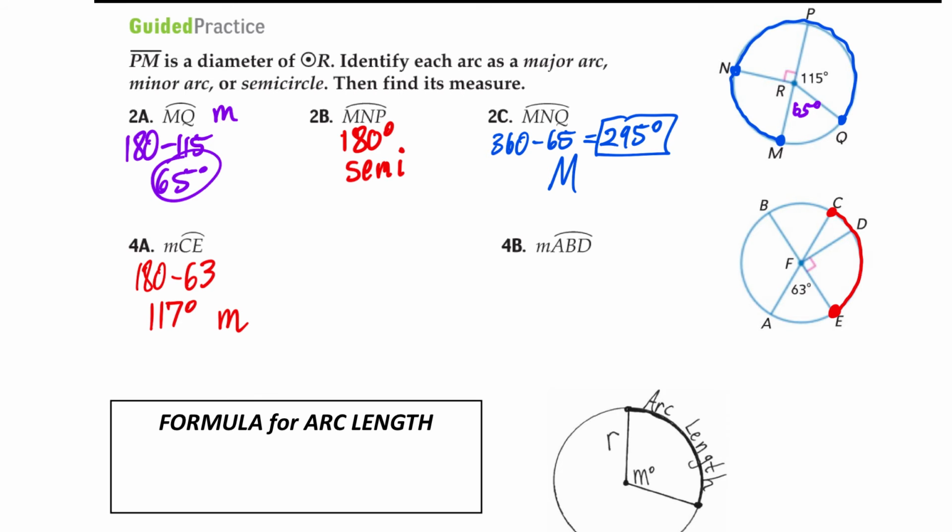Alrighty. And then okay, ABD. So A, B, D. We have to go from A to B first and then on around to D. What do you think?